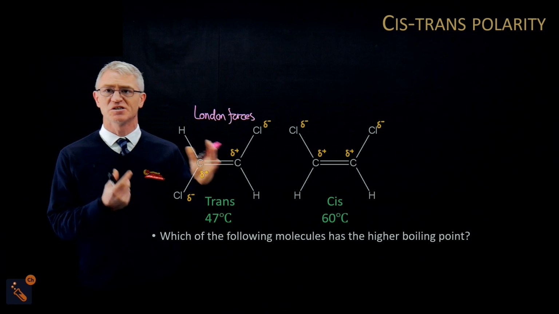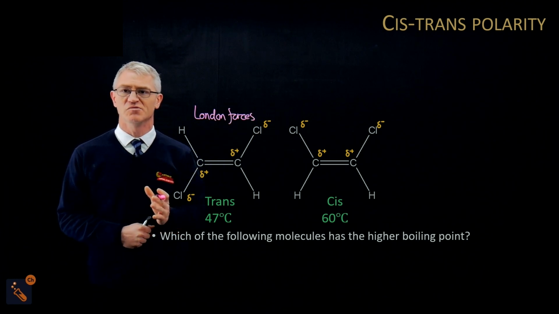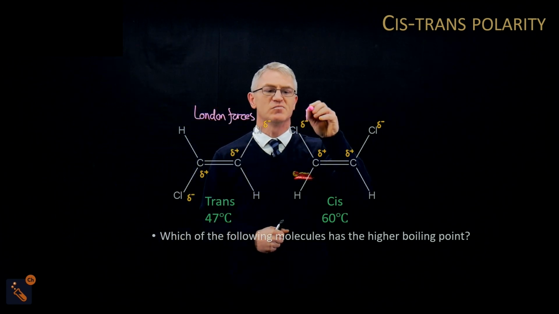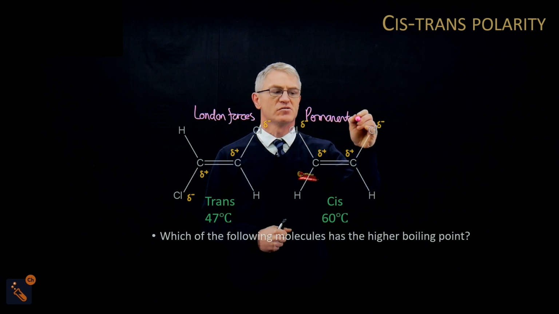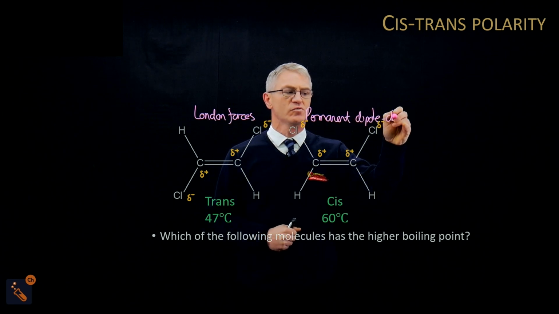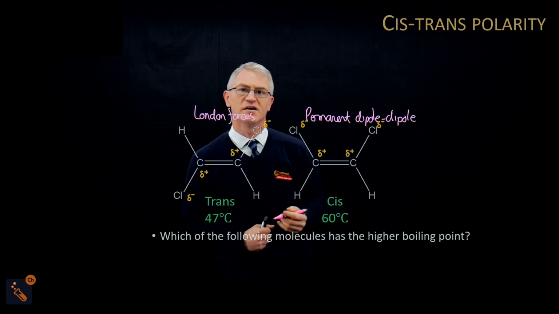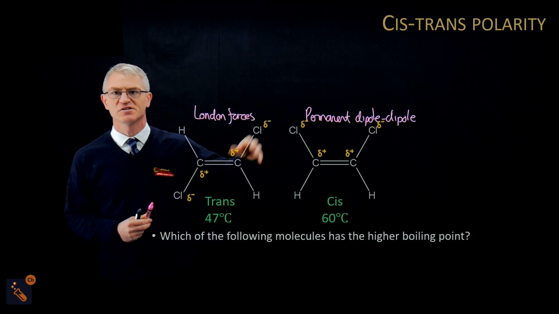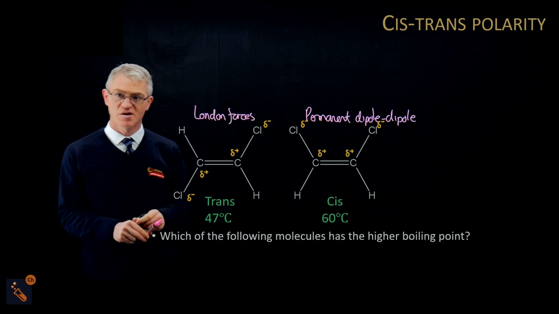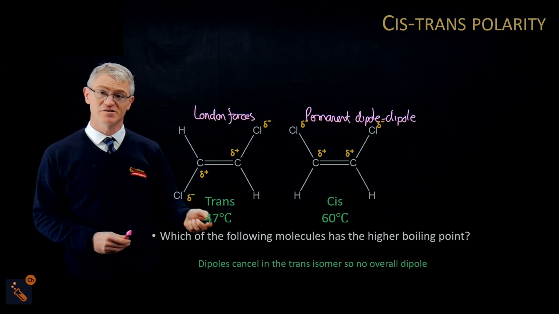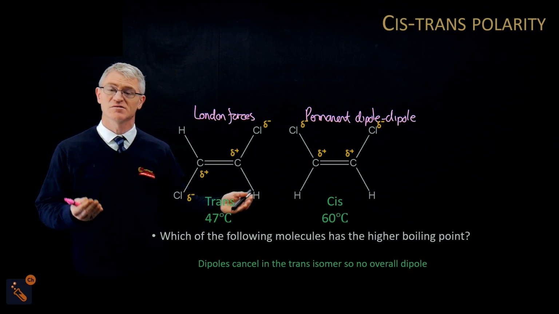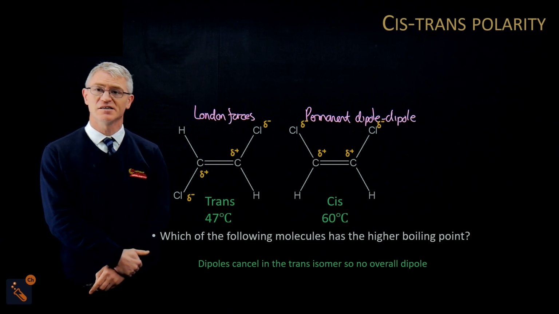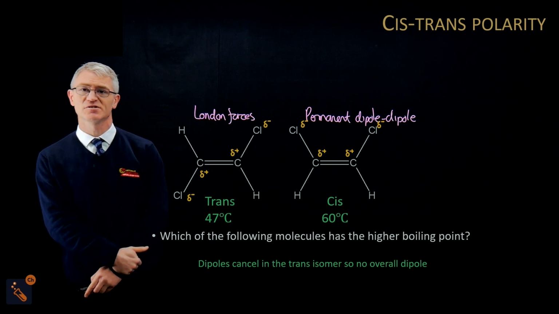That's going to be the predominant force, because you're going to get no overall dipole, whereas this is going to be more likely to be permanent dipole. And we know that permanent dipole is stronger than London forces, and therefore you get a slightly higher boiling point. But the answer in the exam is more like this. The dipoles cancel in the trans isomer, so no overall dipole. Therefore you get a slightly lower boiling point because the intermolecular forces are weaker.